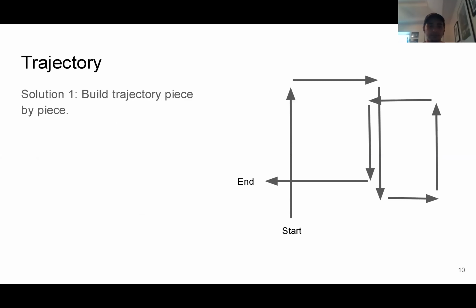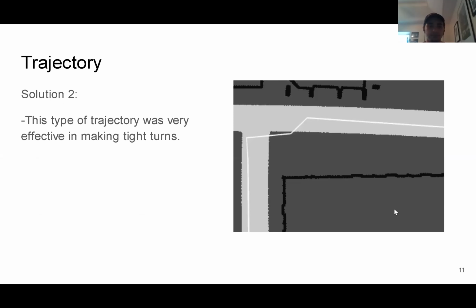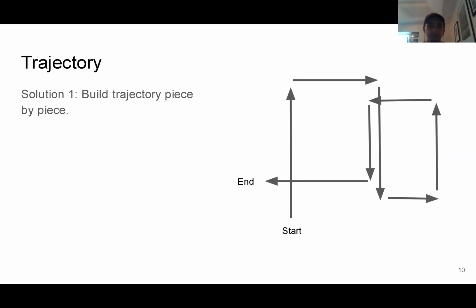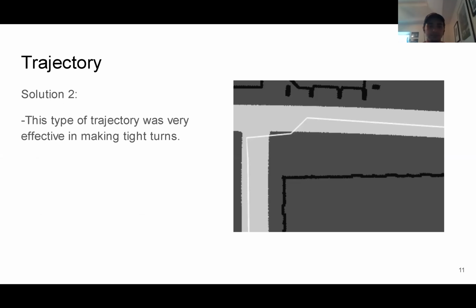Next slide, please. So when we realized that our trajectory wasn't working, we first built our trajectory piece by piece. This ensured that we were building a valid trajectory, and if anything was wrong, we could easily correct the last point. And this can be seen on the figure on the right. Next slide, please. Thank you.